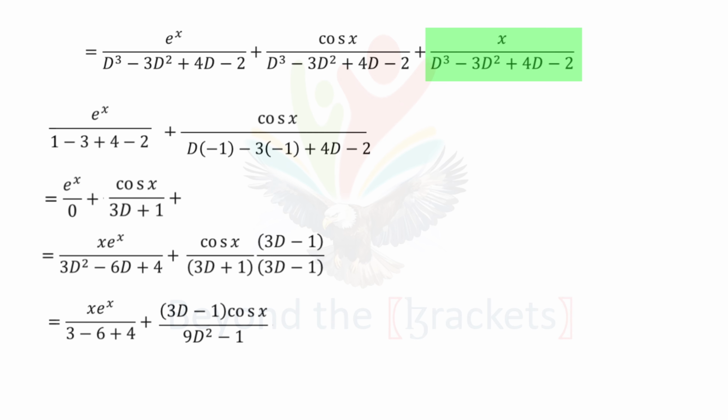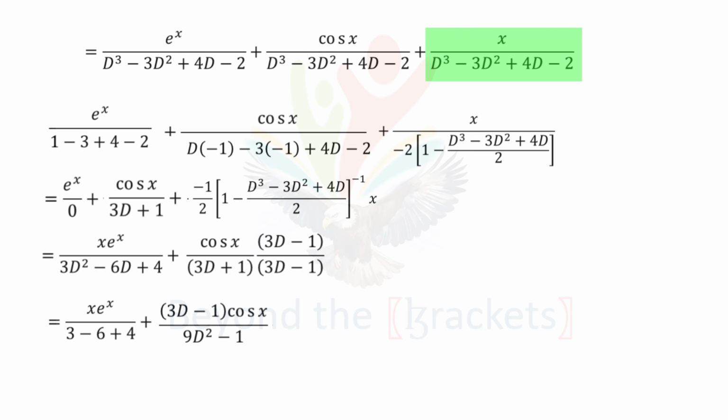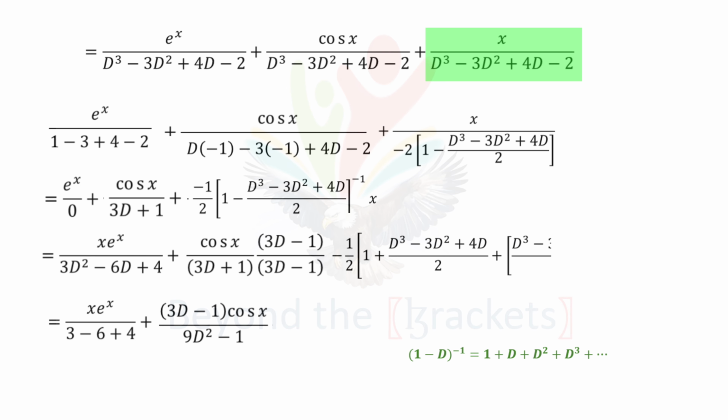Next, to solve the third term which is of type 3, we first take the constant term common. Here the constant term is minus 2. Taking minus 2 common, we get 1 minus (d cube minus 3d square plus 4d) by 2. Take this entire term to the numerator. Now expand using the formula (1 minus d) inverse which is 1 plus d plus d square plus d cube and so on. Here this entire term is d.